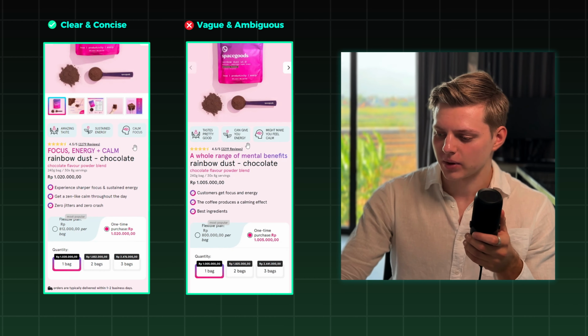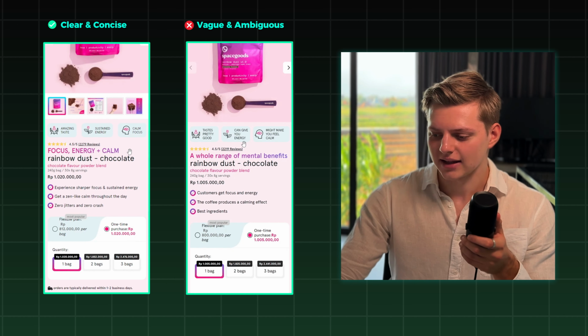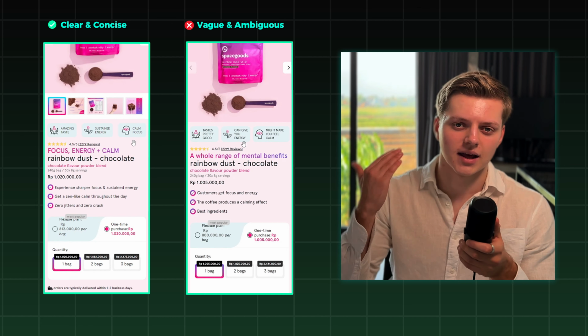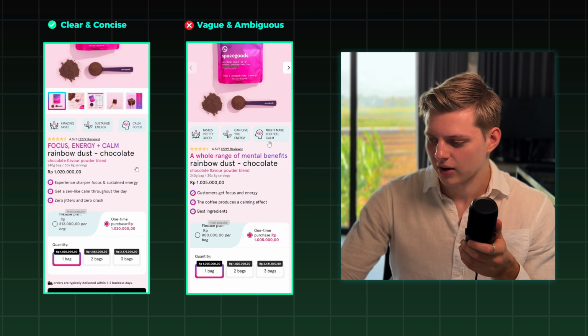And the last of these 3 points, might make you feel calm. It's the same thing. Can give you energy, might make you feel calm. It's uncertain and it's vague. So it requires mental effort and it creates cognitive friction. So let's go further down.